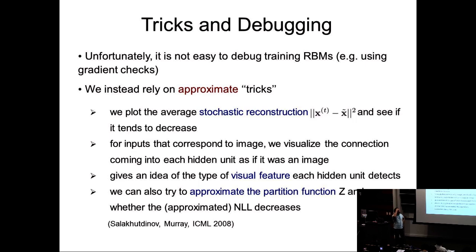You can plot the average stochastic reconstruction. So given the data, you infer the hidden states, sample the hidden states, reconstruct back the original data, and see: is this reconstruction error decreasing? Ideally, it should be. It's not perfect, because there are some examples I can construct where this will not be true, but in general, it is true. You also want to visualize what kind of features you're learning that are coming out of each hidden unit as if it was an image, right? Kind of like what you did for your homework assignment. And you should start seeing patterns.